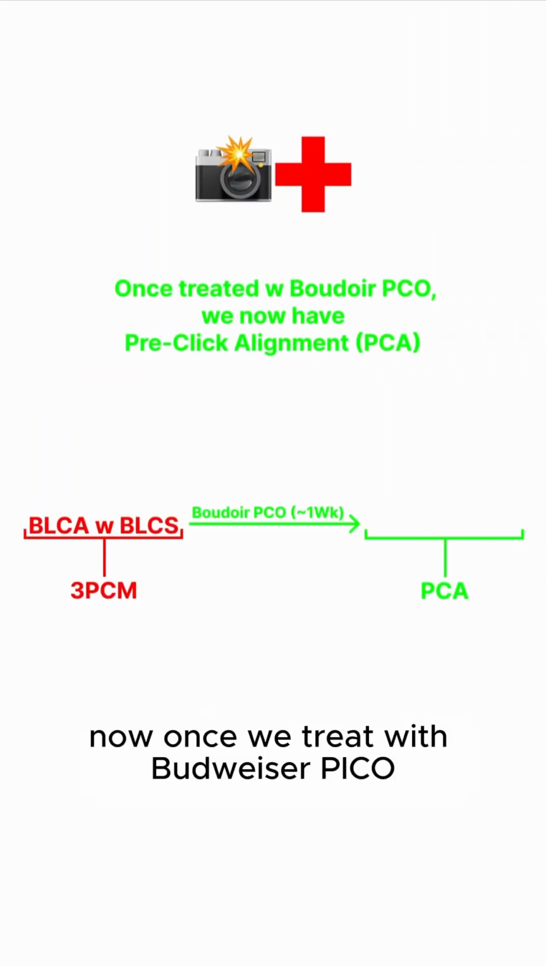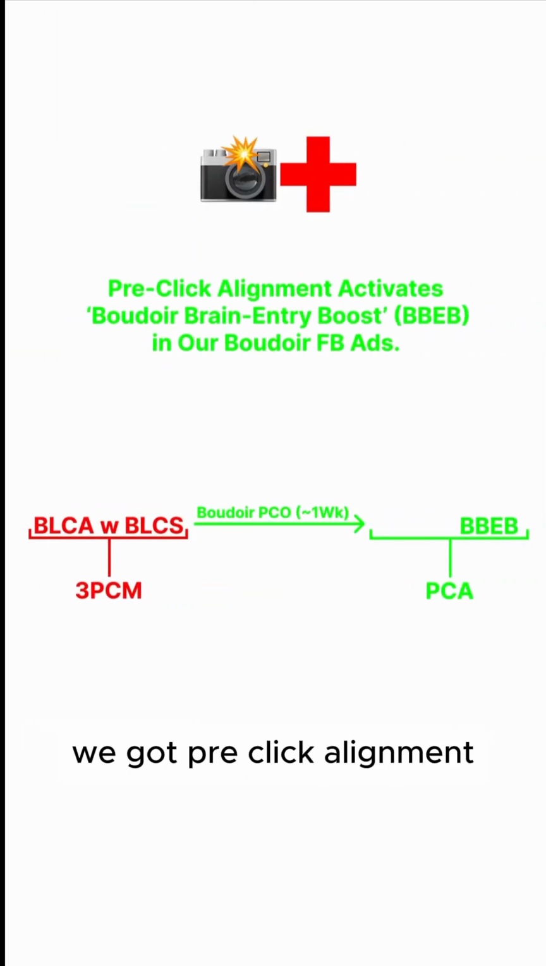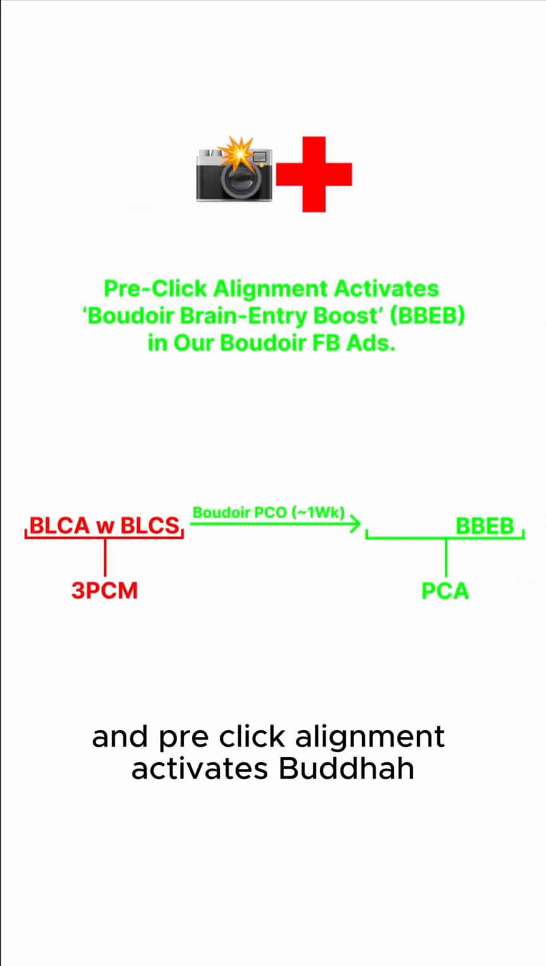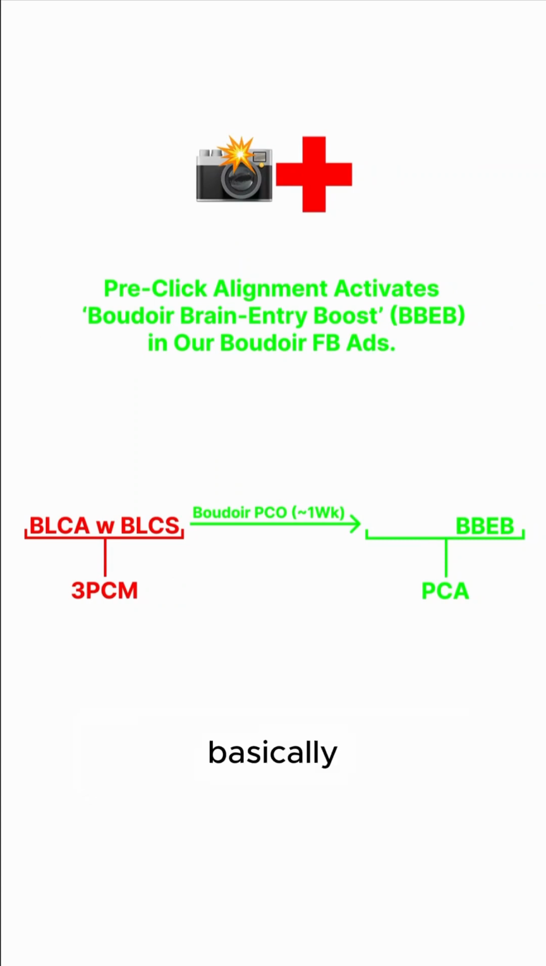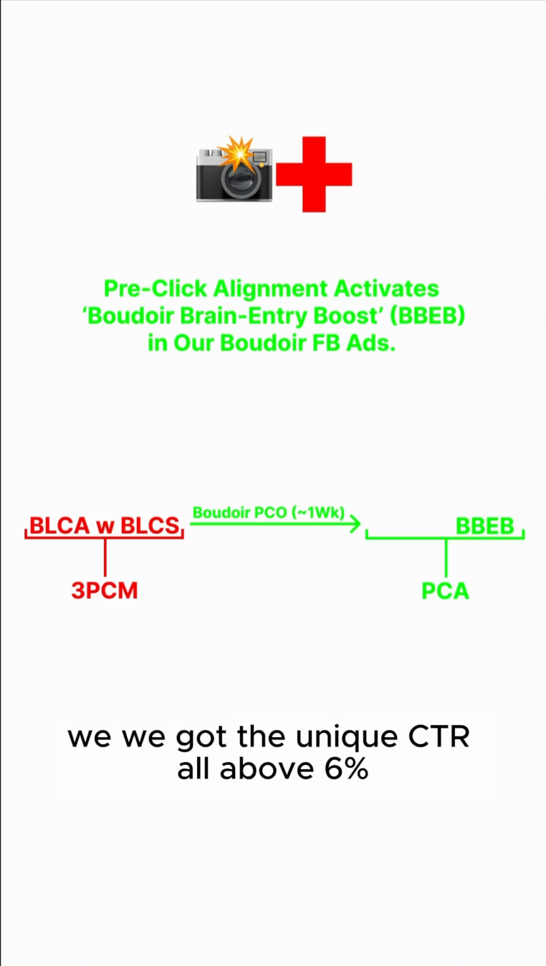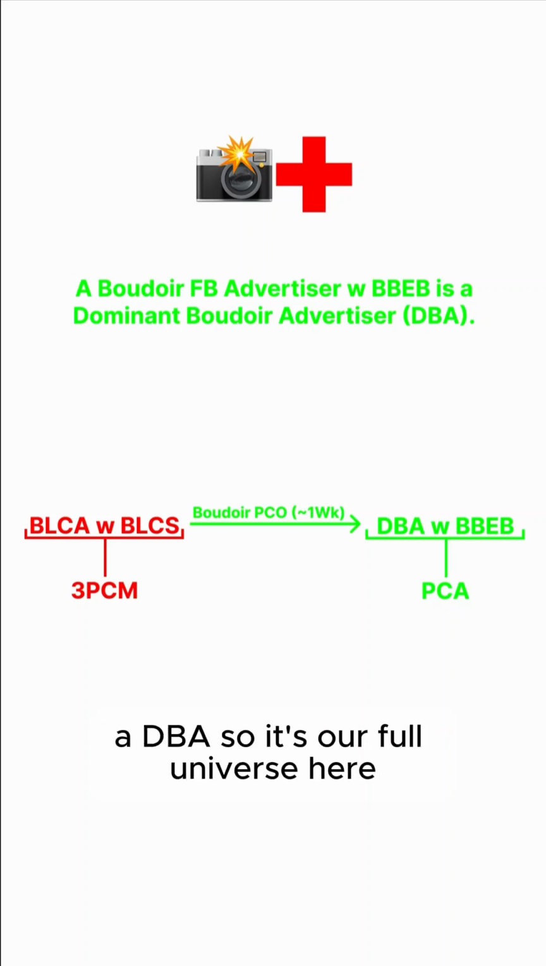Now, once treated with Boudoir Pico, we now have pre-click alignment, PCA. So we get rid of the three pre-click mistakes, we got pre-click alignment. And pre-click alignment activates Boudoir brain entry boost in our Boudoir Facebook ads. Basically, we got the unique CTR all above 6%. And a Boudoir Facebook advertiser with Boudoir brain entry boost is a dominant Boudoir advertiser, a DBA.